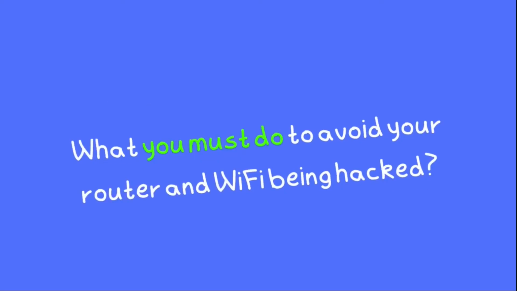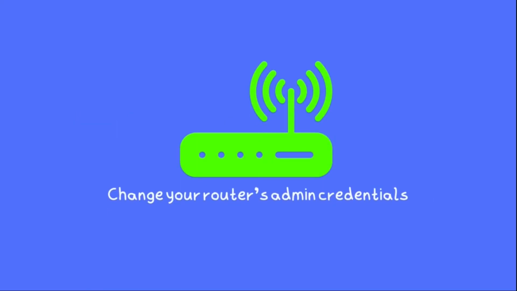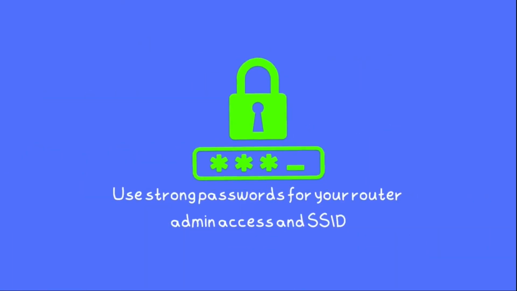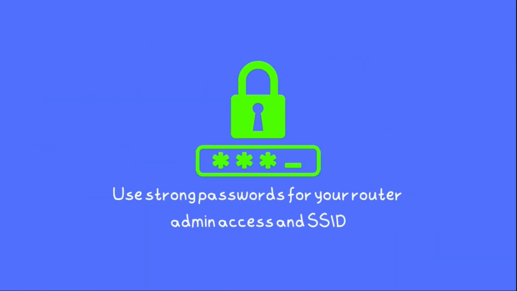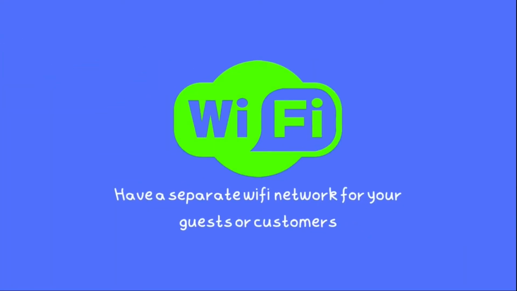So, as promised, here are some basic tips that you must do to avoid your router or Wi-Fi being hacked. Change your router's admin credentials. Change the default SSID or Wi-Fi network name. Use strong passwords for your router admin access and SSID. Enable firewall and SSID isolation. Have a separate Wi-Fi network for your guests or customers.